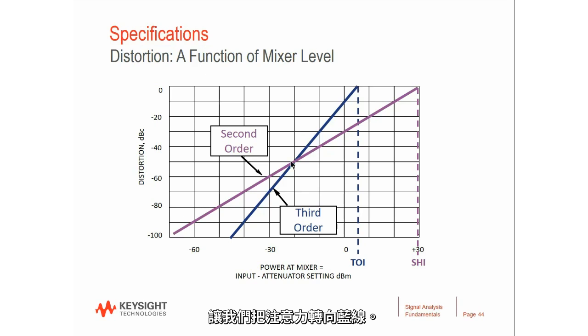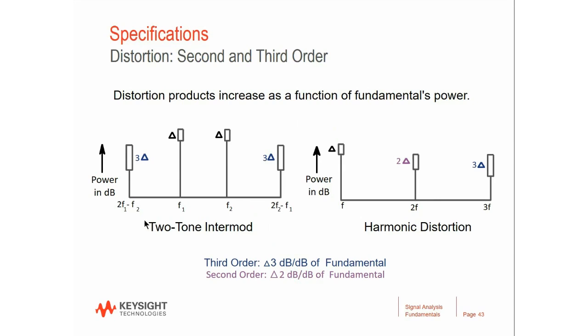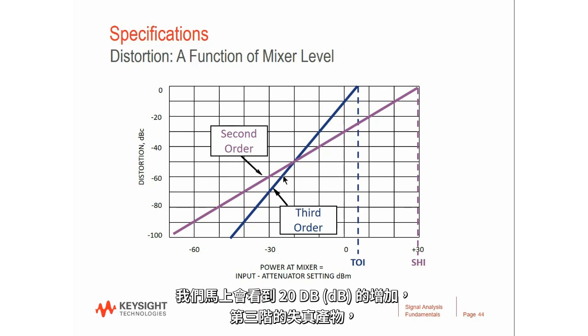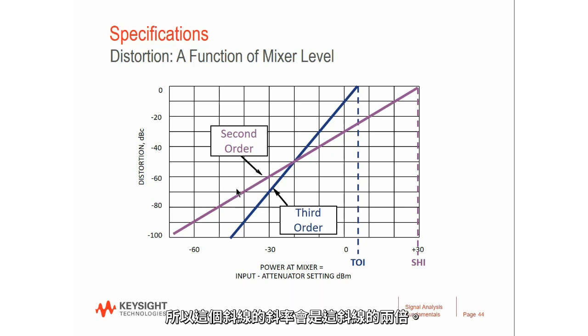Let's turn our attention to the blue line then. The blue line represents third order distortion. That was the distortion on the left-hand side of this diagram where we're trying to measure intermodulation. Just as before, this is a line which is proportional to input power to the mixer, but this time the slope is different. The slope is exactly twice as steep. We'll see a 20 dB increase in the third order distortion products for every 10 dB increase of power hitting the mixer. So the slope of this line is double the slope of this line.